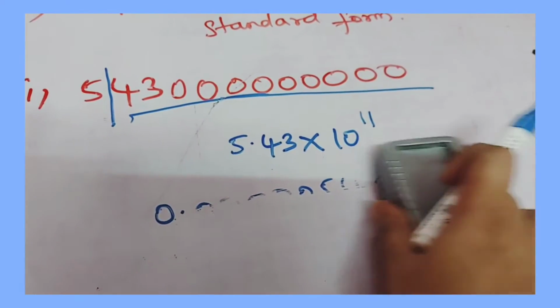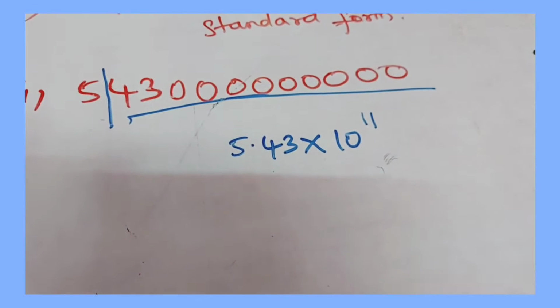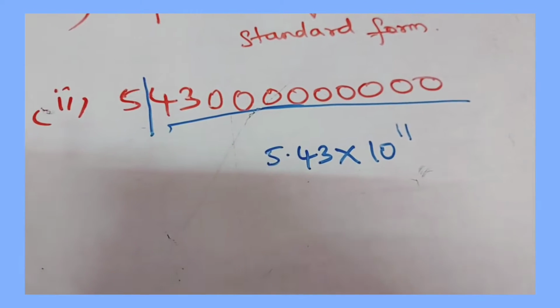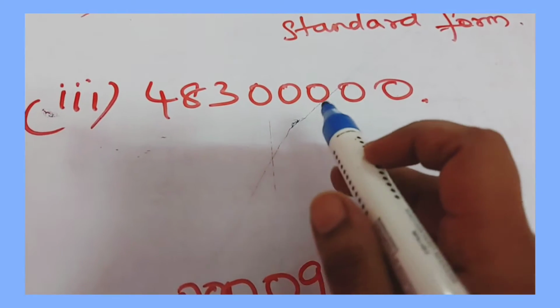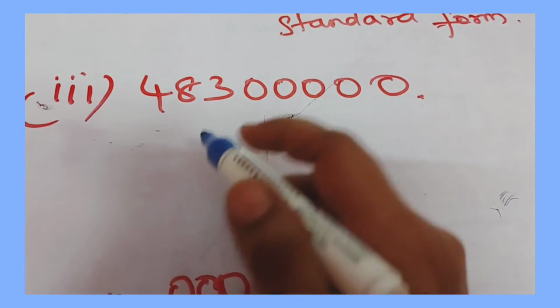Here the 0 point is not given, that's why you have to take it like this. Okay, so the third one is 483. Again, 1 2 3 4 5 zeros are given. This is also very simple.